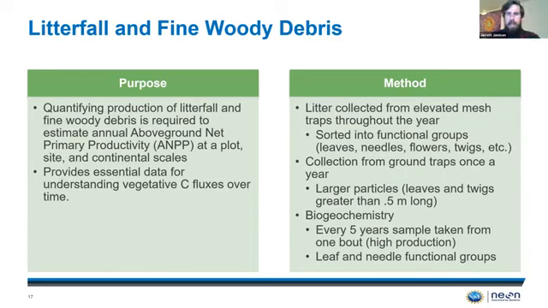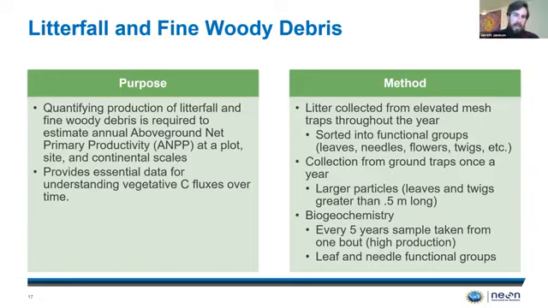So our method here, we collect litter from elevated mesh traps throughout the year, and our samples are then sorted into functional groups, things like leaves, needles, flowers, twigs, etc. And we also collect from ground traps once a year to account for those larger particles, so leaves and twigs that are more than half a meter long.